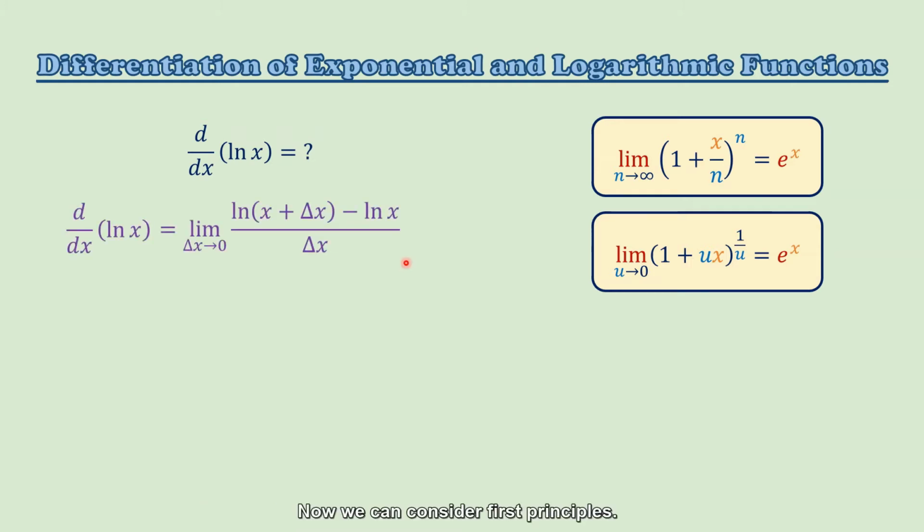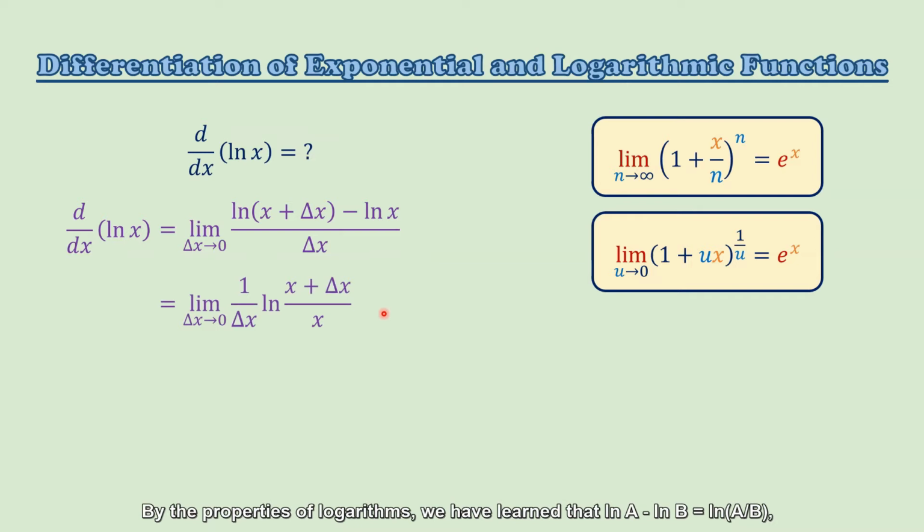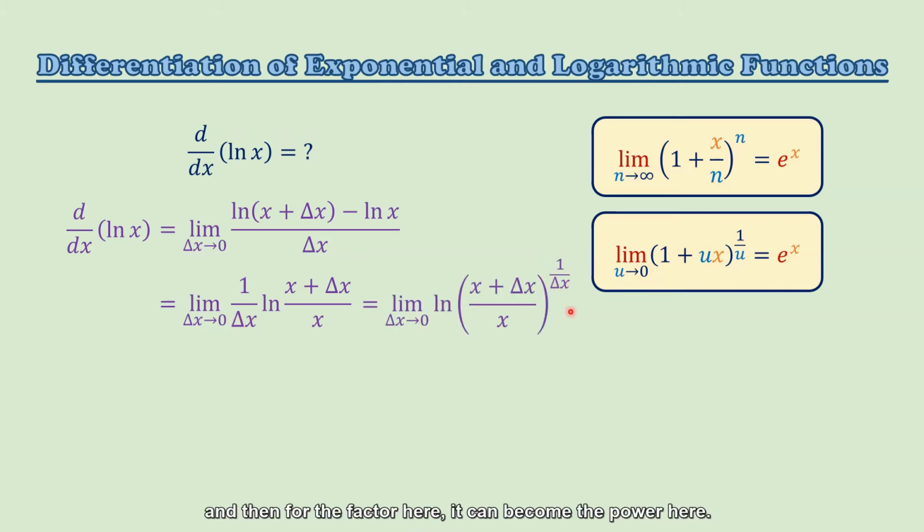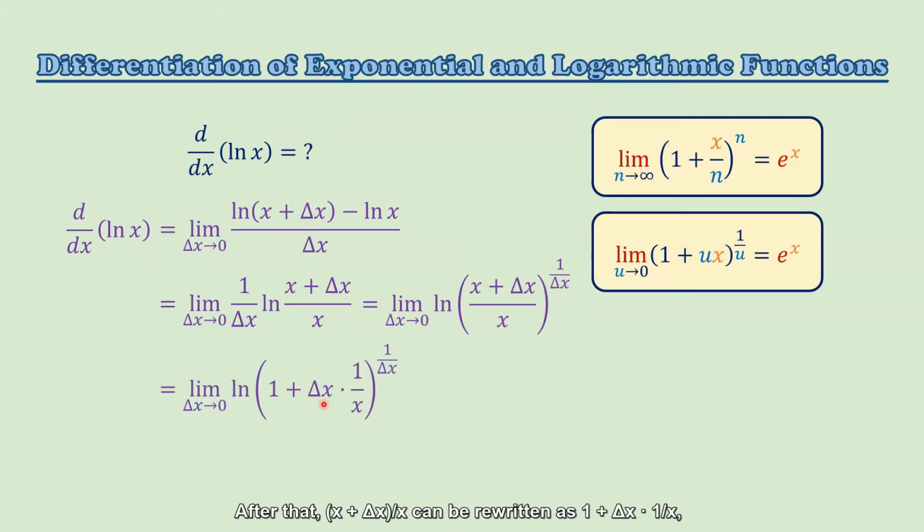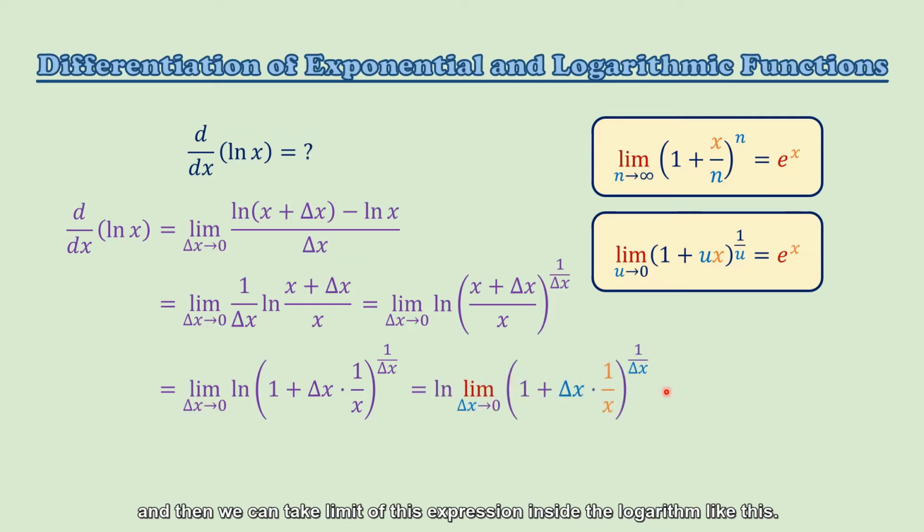Now we can consider first principles. d log x with respect to x is equal to the limit of (log(x + delta x) - log x) over delta x as delta x approaches 0. By the properties of logarithms, we have learned that log a minus log b is equal to log (a over b). And then the factor here can become the power here. After that, (x + delta x) over x can be rewritten as 1 plus delta x times 1 over x. And then we can take the limit of this expression inside the logarithm like this.